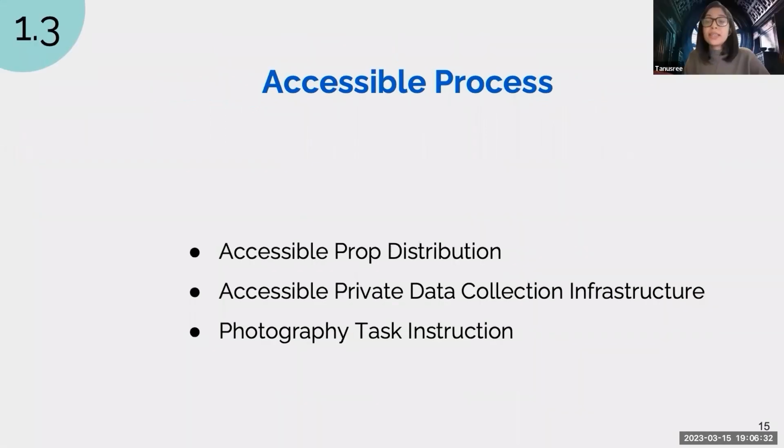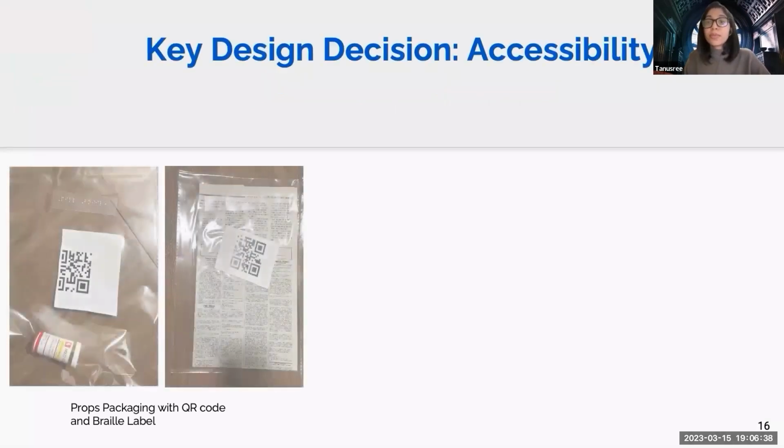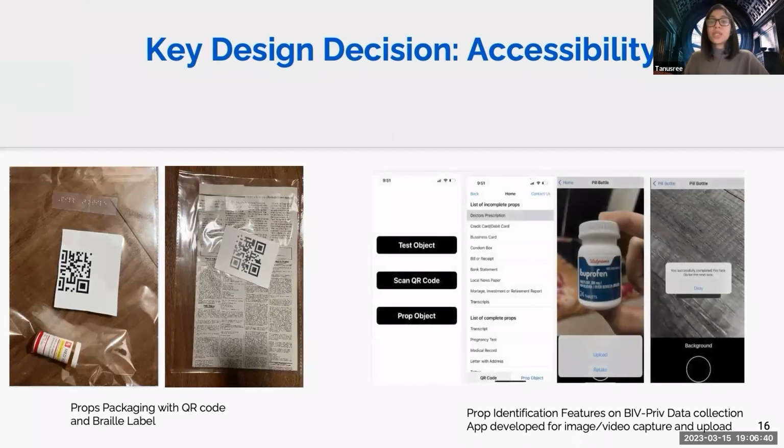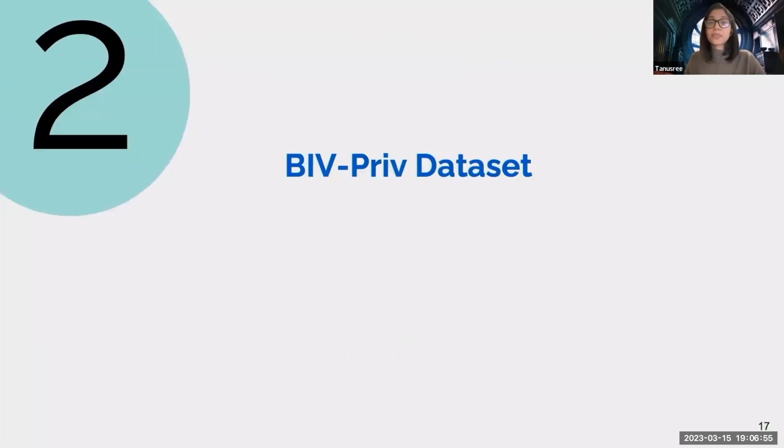Another key design is accessibility for prop distribution, data collection, and photography task instruction. For packaging and distribution, we created QR codes and braille labels with each of the object names. This allows participants to have the flexibility to recognize the objects with either option within the app. We also created a photography instruction accessible in a website.